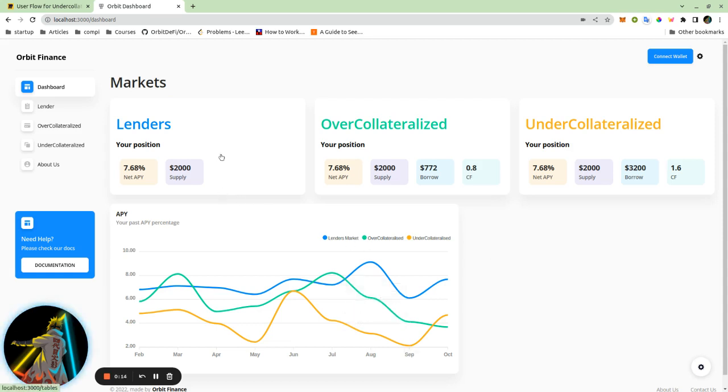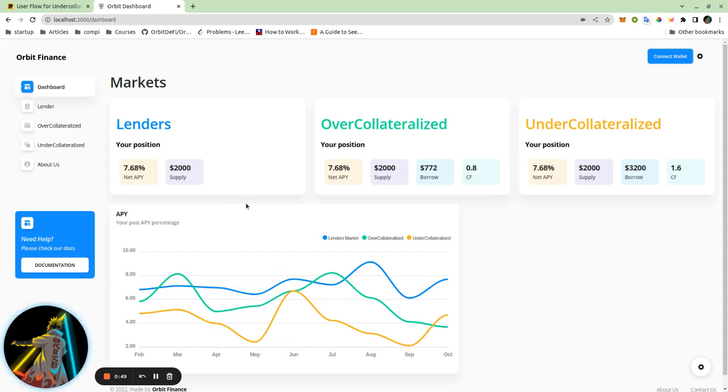So Orbit has been divided into three separate markets: a lenders market, an over collateralized market, and an under collateralized market. The dashboard shows overall data about the user specifically, such as what the user has been earning and his net supply in the lenders market and so on. And this particular graph shows what the user has been earning in the past. So let's take an example of March. The user earned 7.3% APY in March in the lenders market, 8.13 in the over collateralized market, and so on.